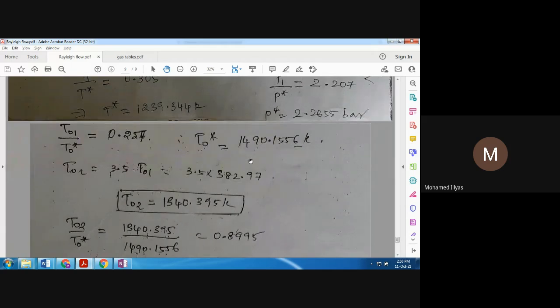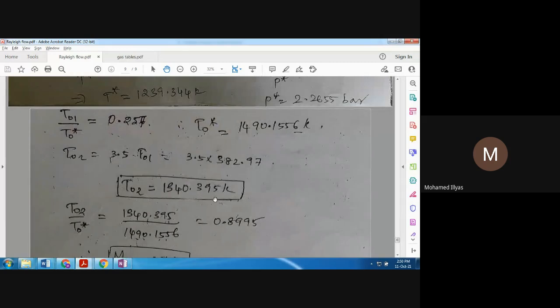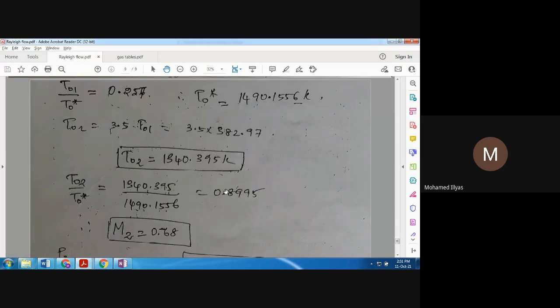So now what we'll do, we have been given that T naught 2 is 3.5 times the T naught 1. T naught 1 we got now as 382.97. So the idea is we are going to form any one of the exit property ratios with available data. So it is possible to form T naught 2 by T naught star, because we know T naught 2 here. Once we know this exit ratio, the others we can get. So this is approximately 0.9. We'll get T naught 2 by T naught star as 0.9.